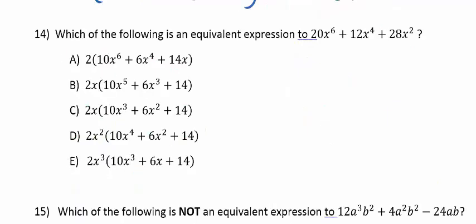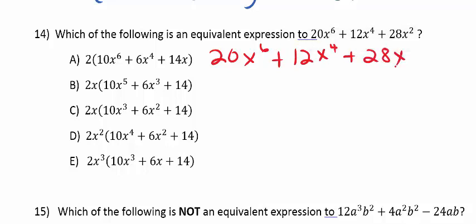Number 14, we want to know which of the following is an equivalent expression to 20x to the 6th plus 12x to the 4th plus 28x squared. And the way to do that is to just go ahead and multiply these out and see which one is equivalent. So in A, we're going to multiply 2 by every term and get 20x to the 6th plus 12x to the 4th plus 28x. Well, we have a 28x here, and we have a 28x squared in the original expression.